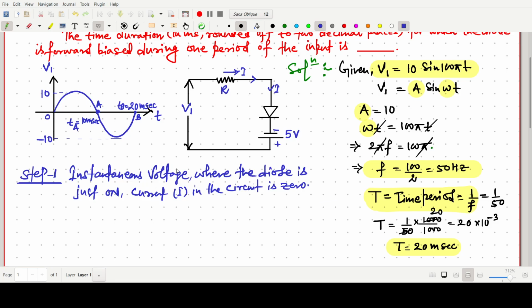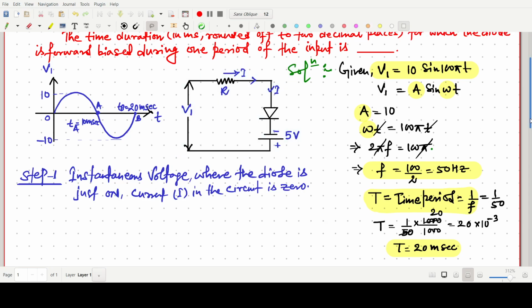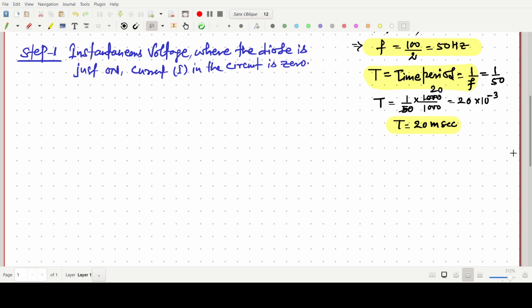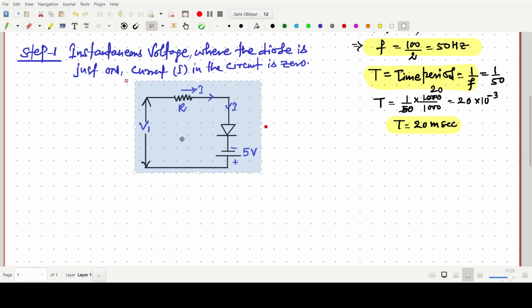So if we redraw the circuit, I just want to give the step by step way to solve such a problem. The current I value is zero, and the diode is forward bias. In the very first step we have to assume it is forward bias, and it is ideal, so no voltage drop.